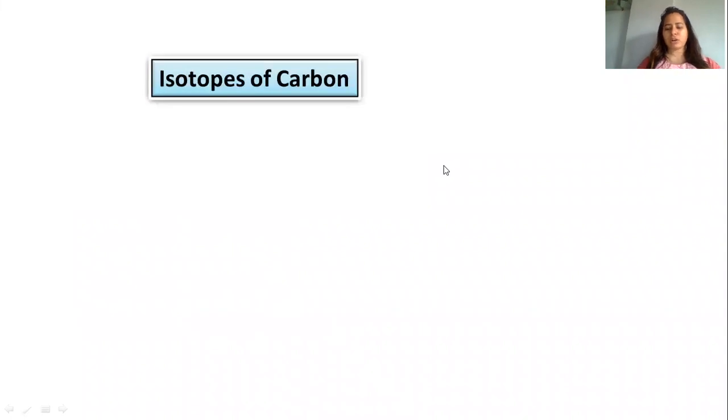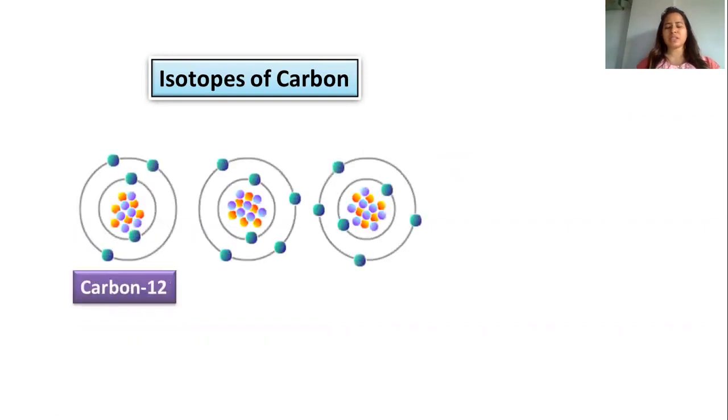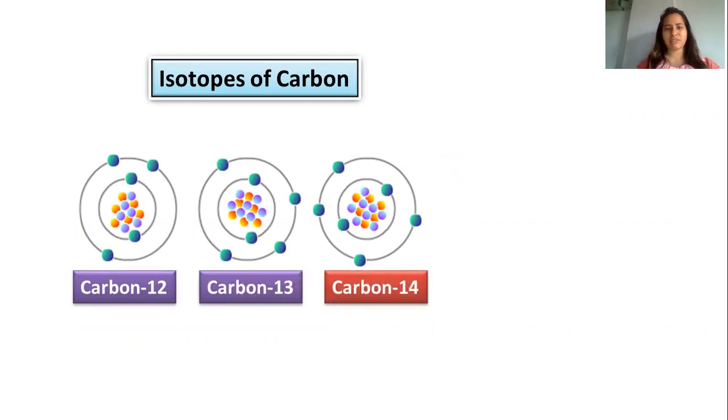Now, when we talk about occurrence, carbon has different isotopes. When I say isotopes, if you remember, isotopes are elements having the same atomic number but different mass number. So carbon has 3 different isotopes: carbon 12, carbon 13, and carbon 14. As you can see, I've labeled carbon 14 in red. It is a radioactive one.